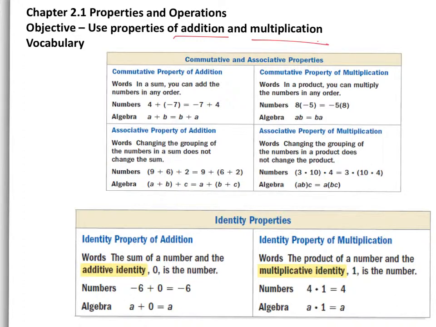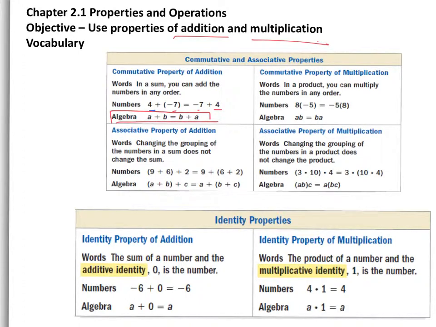For the commutative property of addition, it just means in the sum, you can add a number in any order. So numerically, 4 plus -7, you can rewrite that as -7 plus 4. The switch in location. So algebraically, it will be A plus B equals B plus A.